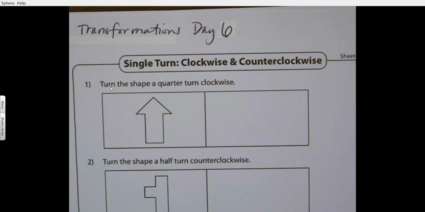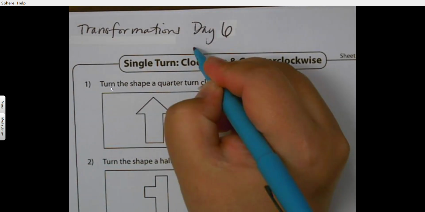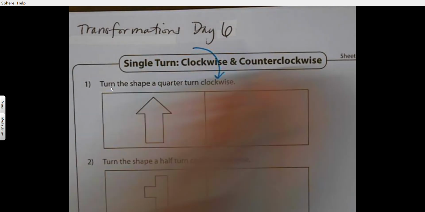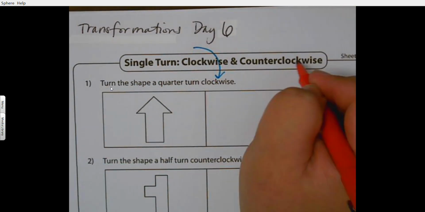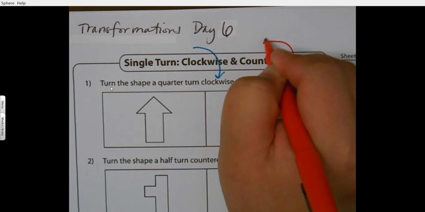Here we go on transformations, day 6 for your notebook. Today we're talking about clockwise and counterclockwise. Okay, clockwise, think of how a clock spins. So clockwise goes this direction. Counterclockwise goes in the opposite direction, backwards of a clock. It's going that direction.